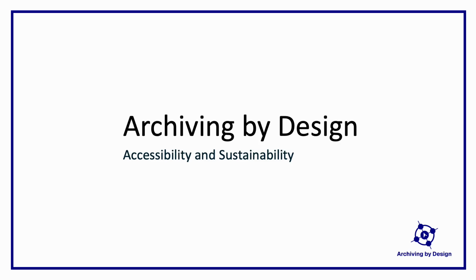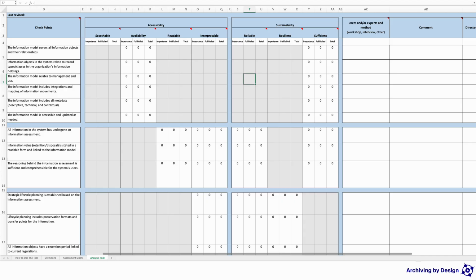We continue now with the most important part, accessibility and sustainability. In the middle part of the analysis tool, under the headings Accessibility and Sustainability, there is the Analysis section, where the checkpoints are analyzed based on the aspects of accessibility and sustainability. In the checkpoints, you write a requirement that you intend to provide a certain functionality in the system, and that functionality should ensure an aspect that maintains the accessibility and sustainability of the information.